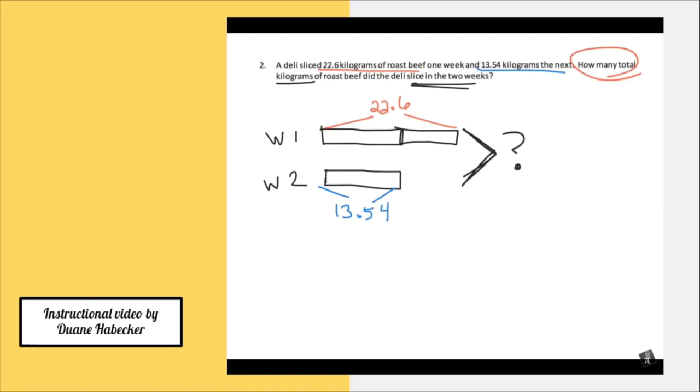And so let's just do that. Let's extend it a little bit. It doesn't matter exactly how much we extend it. And that is our 22.6. And then we know that this is our 13.54. And then the question is, how many total kilograms? So there's the key. How many total kilograms did they do in the 2 weeks? So that's the total amount. So what are we going to do? We're going to add 22.6 plus 13.54.